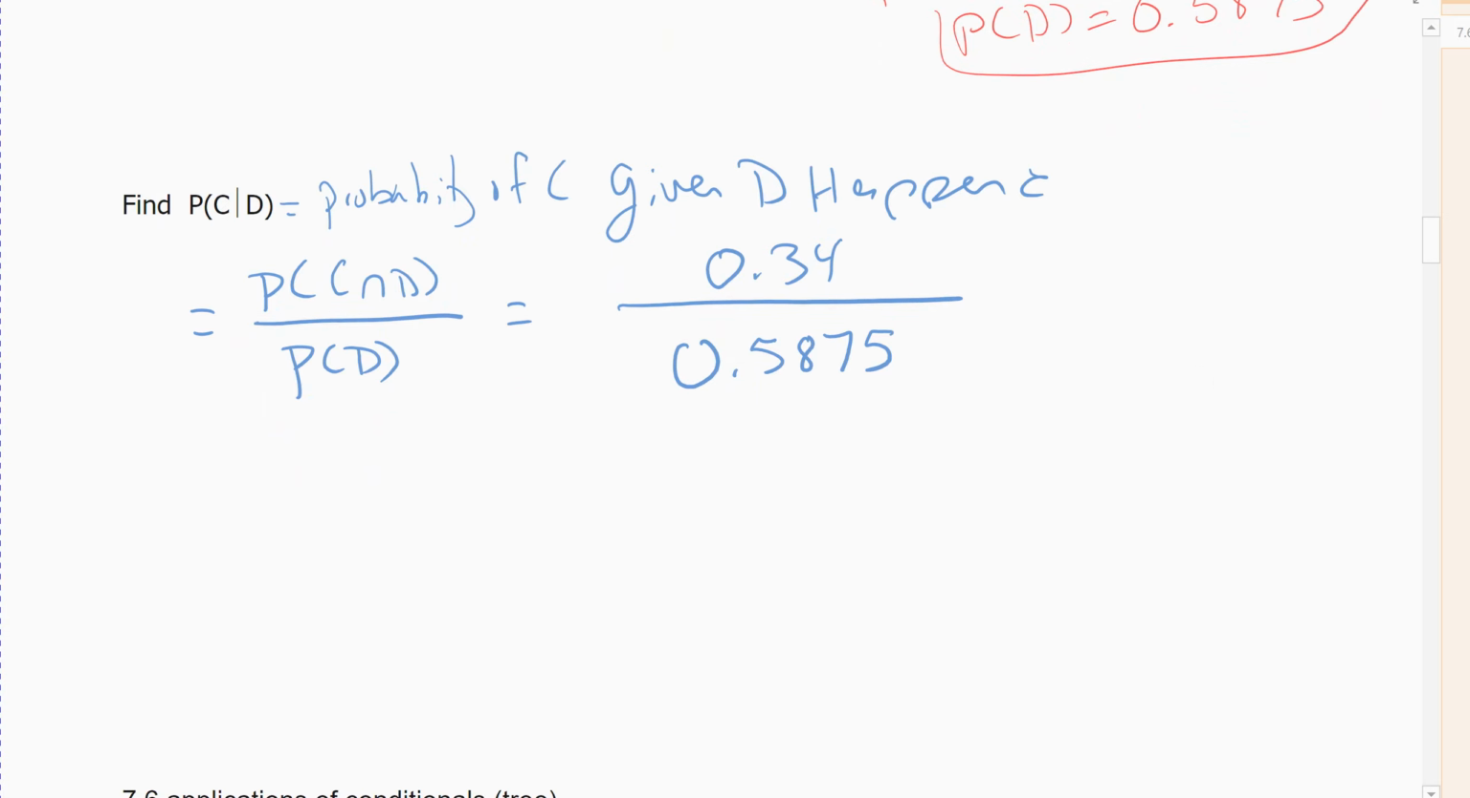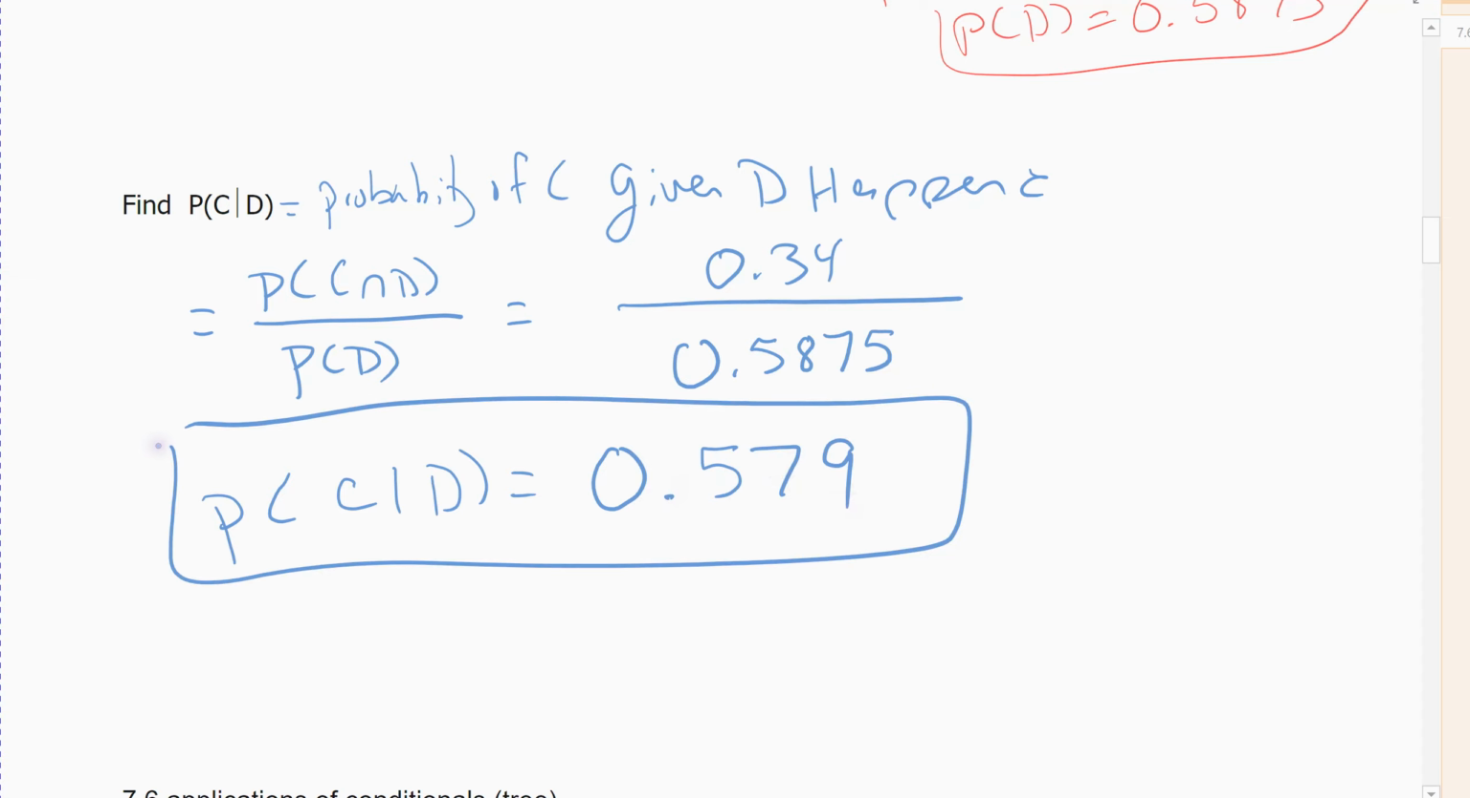Alright, so you divide those two numbers, so the probability of C given D is 0.34 divided by our 0.5875, which comes out to, if I round a couple decimal places, 0.579. Alright, and there's the probability in that generic case. So this is just again giving you a generic example of this case.